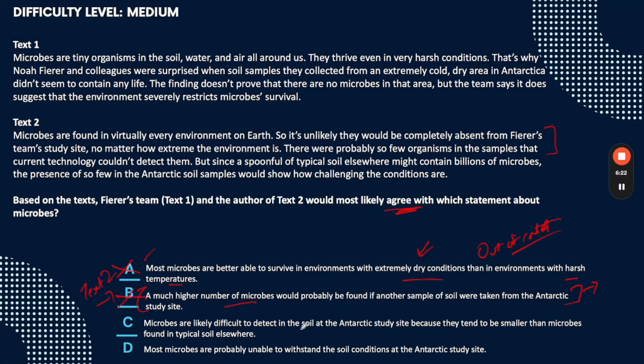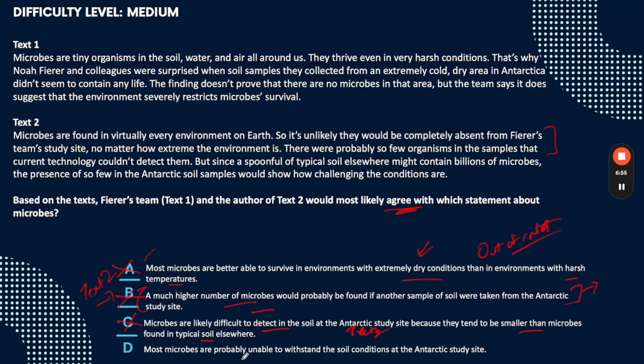Microbes are likely difficult to detect in the soil at the Antarctic study site because they tend to be smaller than microbes found in typical soil elsewhere. They are difficult to detect, and this was mentioned in text 2, but there was no mention of such a difficulty in detecting in text 1, right? Text 1 did not talk about the difficulty in detecting the microbes in the soil at all, because of the technology or whatsoever. So C is also out because text 1 really did not talk about this at all.